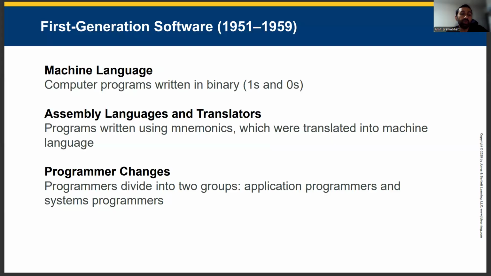The first generation software. Early software meant machine language, binary instructions, and later assembly language with mnemonic codes translated into machine code. Programming roles diverged into systems programmers who built the core tools, and application programmers who used them to solve domain problems. It was close to the metal, powerful but error prone. The need for productivity and portability set the stage for higher level languages.